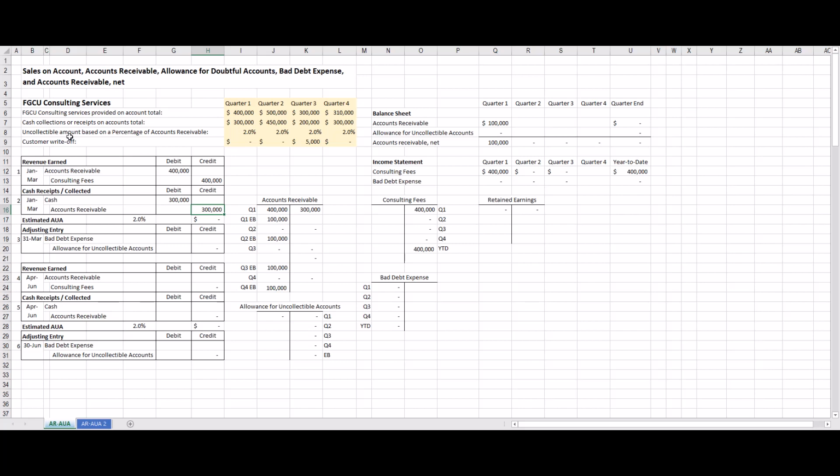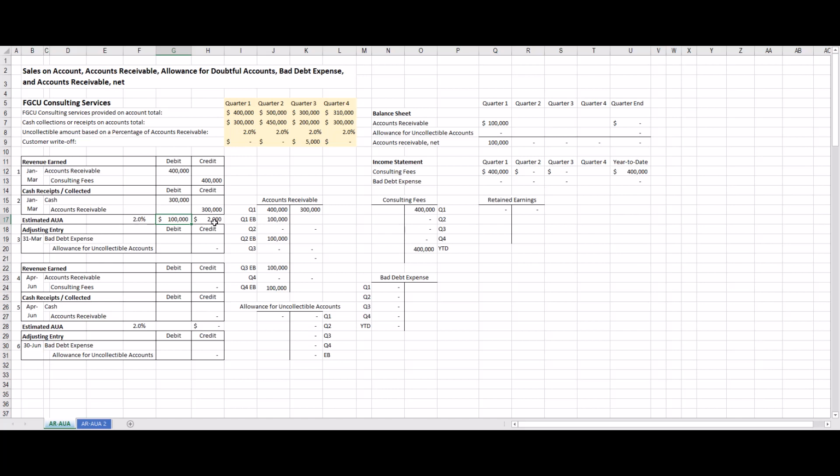We are basing our estimate for uncollectible on the current balance of accounts receivable. This is referred to as the percentage of accounts receivable method. We are optimistic and estimate the uncollectible percentage to be a low 2%. For the first quarter, the estimated uncollectible amount would be 2% times the current balance in accounts receivable, which is $100,000, for a total of $2,000.